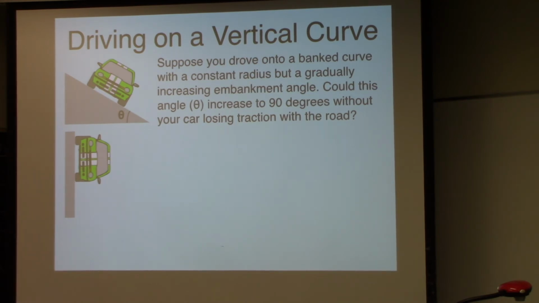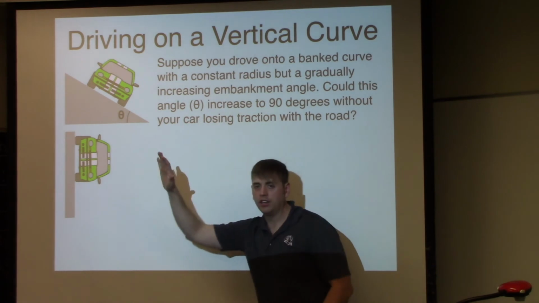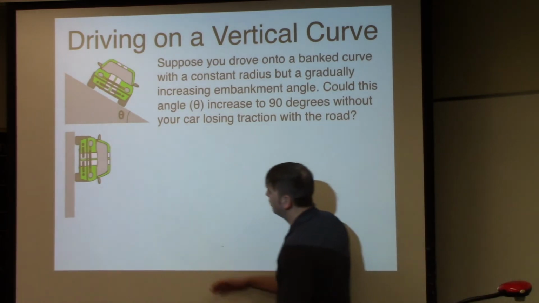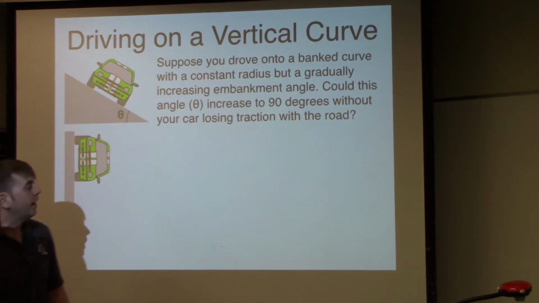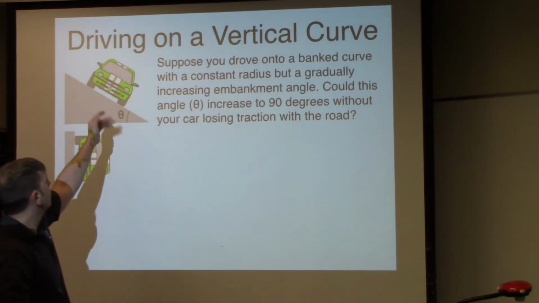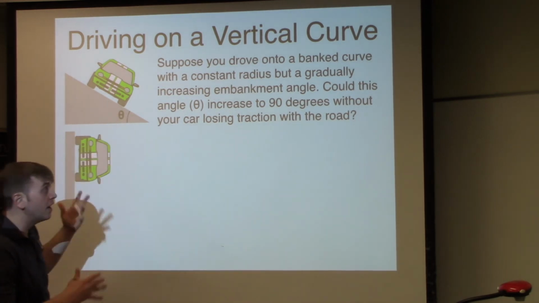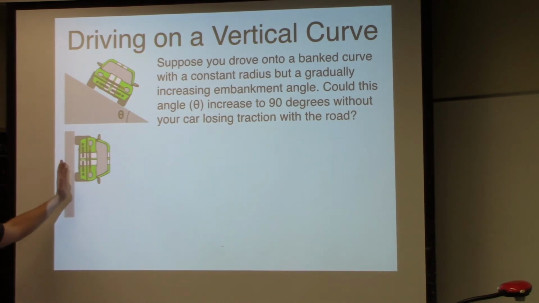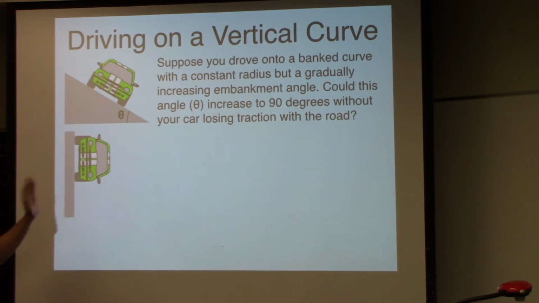And one thing we can start to think about is, is it actually possible for the angle of your embankment to increase and increase and increase until you're driving on a completely vertical curve? Okay, so imagine this. You drive onto an embankment like this, and as you keep driving on this curved path, the angle gets steeper and steeper and steeper, and eventually it goes to 90 degrees, which means we're in this situation shown here, where your car is actually sideways, and the road you're driving on is perfectly vertical. Is this possible?